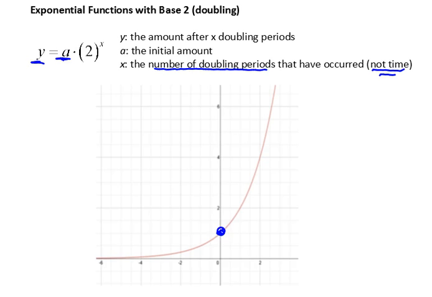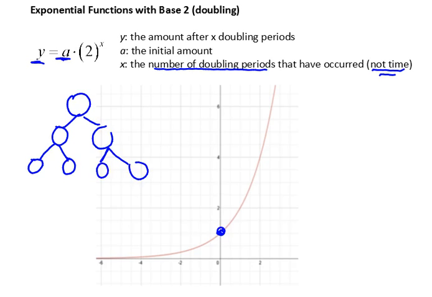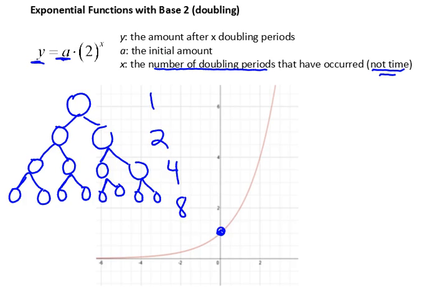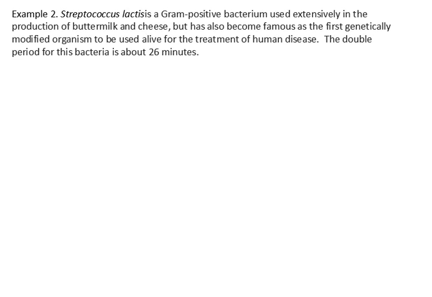So what does that mean? We're going to talk about some examples, and if you think about a cell, when a cell divides, it creates 2 more cells. When those cells divide, they each create 2 more cells. And then when those cells divide, they also each create 2 more cells. So first we had 1, then we had 2, then 4, then 8. Each time it's doubling. Let's look at this example.